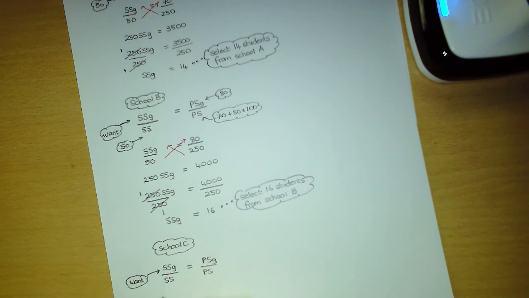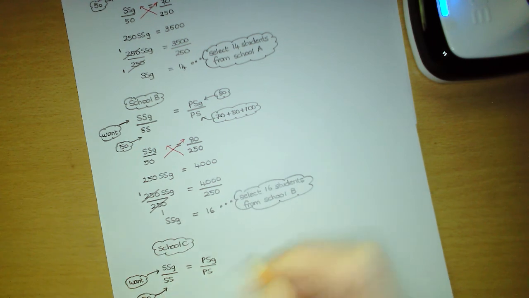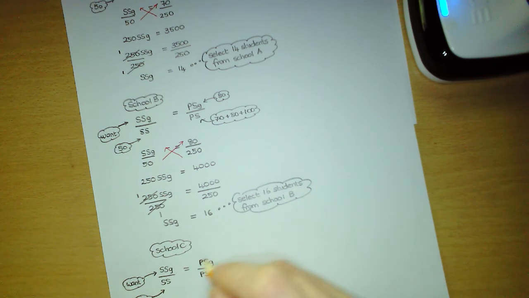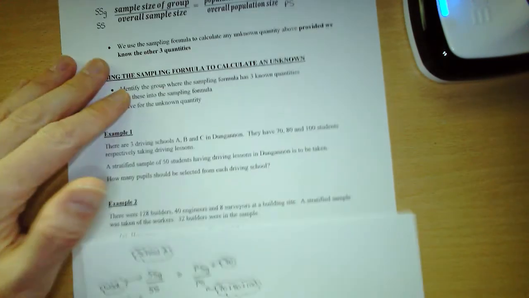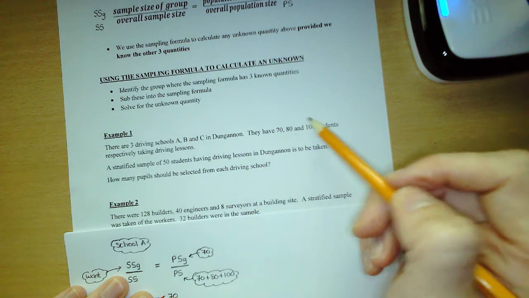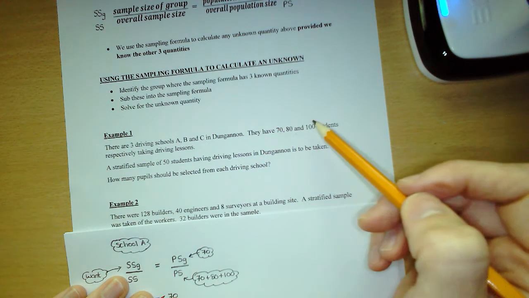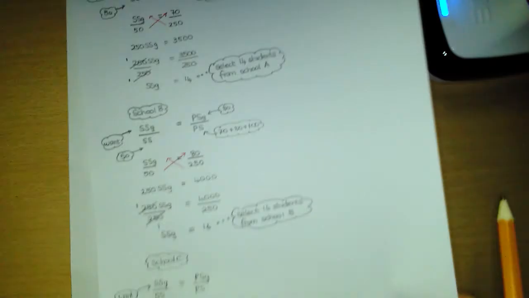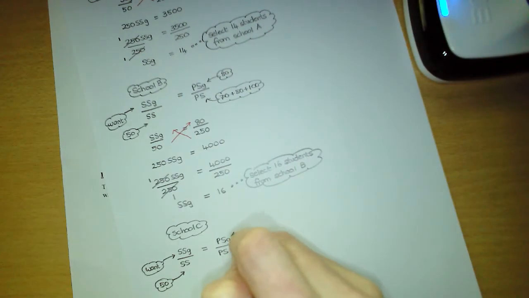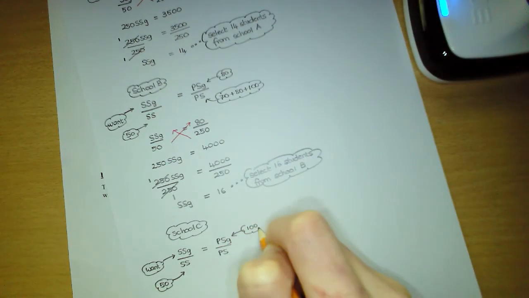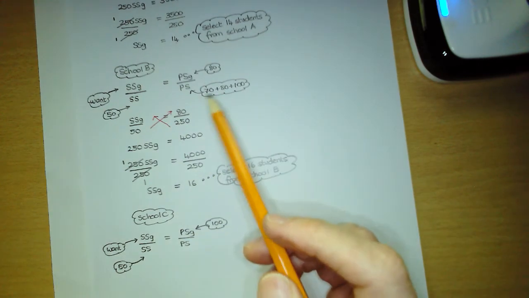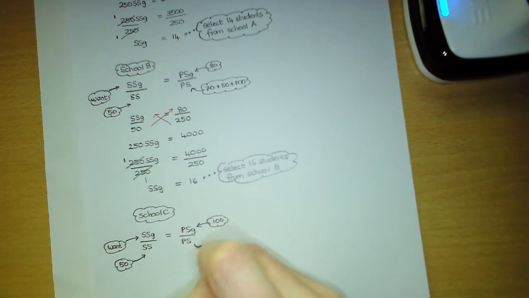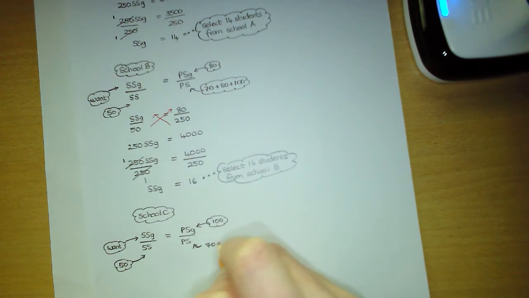The sample size, again, is just 50. That's the overall sample size. And then up to the other fraction at the top, population size of school C is, again, if we flick back to the question, so C is the third letter and the third number is 100. So there's actually 100 students who go to driving school C. So that's 100, the actual population size of that group. And again, PS is the overall population size. Again, exactly the same as what it was in the other calculations. So 70 plus 80 plus 100.